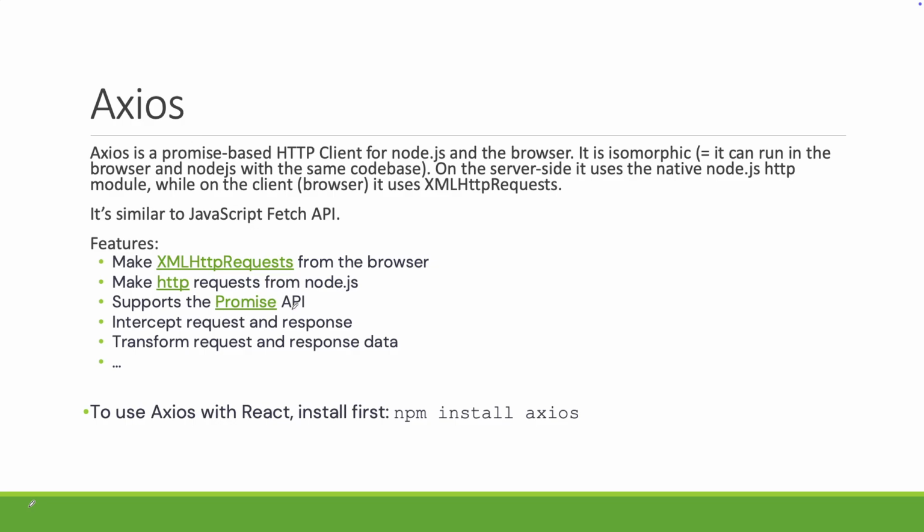It supports promises, which means you can use async await, or you can use then and catch to resolve the result. It can intercept requests and responses, and can also transform requests and responses. We can use Axios with React. We first install it. First, we'll go through the theory part a little bit, then we will go over the coding.